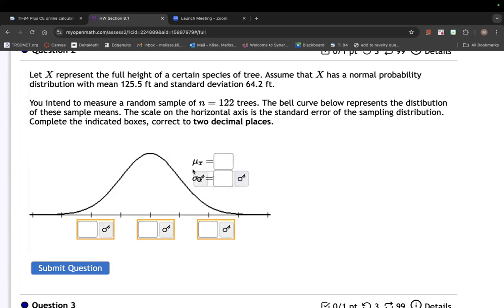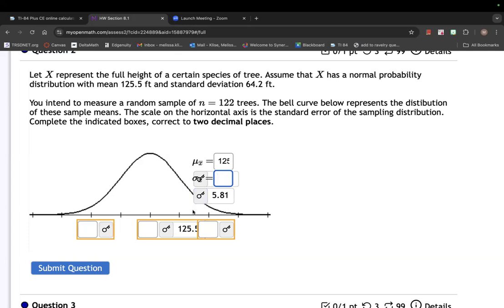This is weird. Okay. So your mean is just the population mean that they gave me. So this is 125 because it's not showing me. So that's 125.5. So I'm going to put that right there. Then whatever my standard deviation is, which I guess is 5.81. You're calculating the new standard deviation with that formula I gave you, the sigma divided by square root of the sample size. So you'll calculate that. That goes right here, which is 5.81.